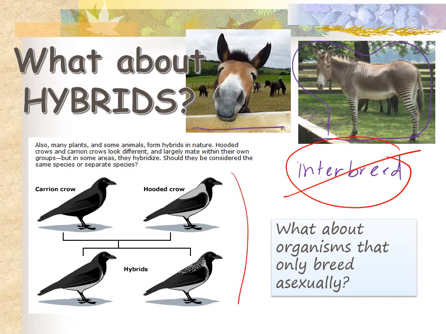But, in some cases too, you have organisms that are doing this in nature. These are two separate species of carrion crows, and they make hybrids. Would this be its own species? And what about organisms that only breed asexually? So just remember that when we think about what a species is, we are sort of putting a human definition on something going on in nature that sometimes doesn't always fall into that definition.